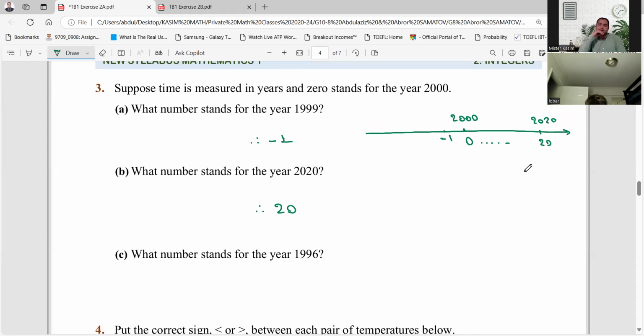Read it. What number stands for the year 1996? Negative 4. 1996, right? That means 4 years back. One, two, three, and 4. So that is negative 4. This one is 1996, right? Okay.